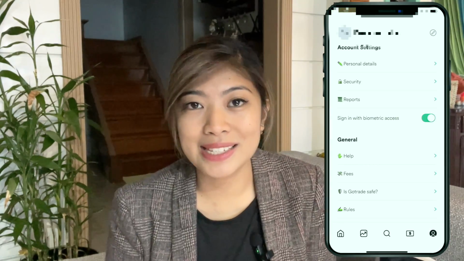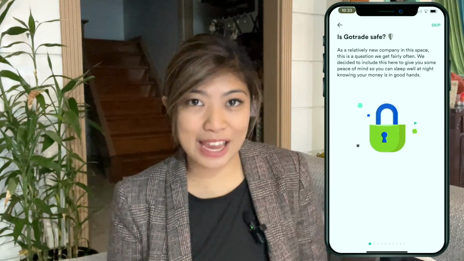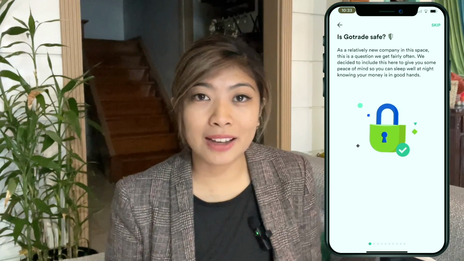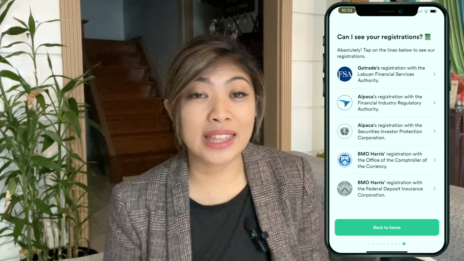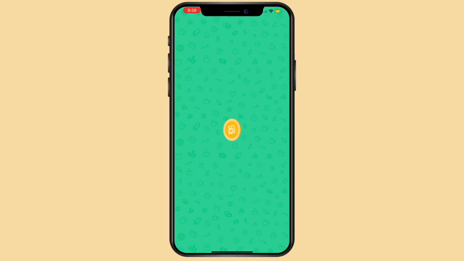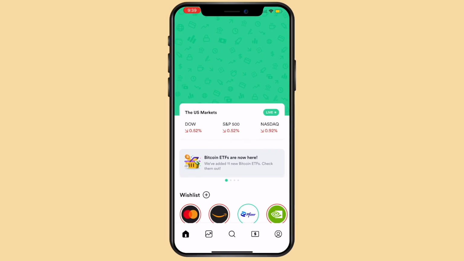Before I get any further, if you want to know if GoTrade is safe, you can go to account settings and then go to Is GoTrade Safe? Here it talks about the people behind the company, its licenses, and frequently asked questions. So do check that out before you start to invest. Alright, let's open the app.